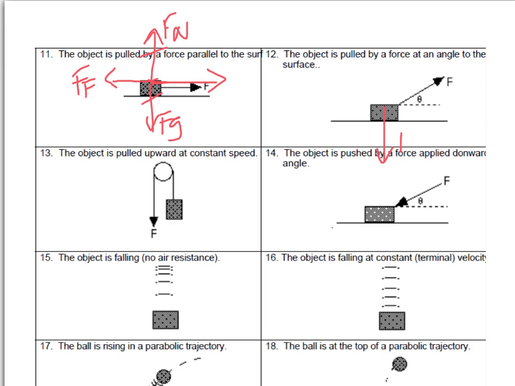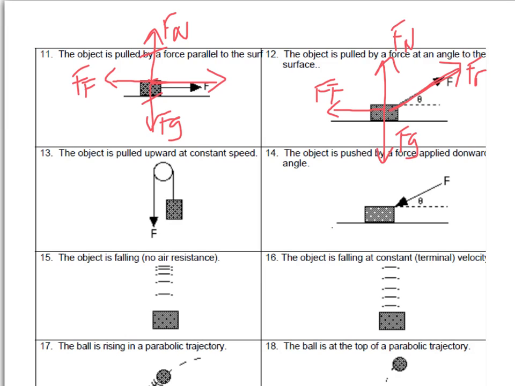12, gravity pulling down. It's on a surface, so there's a normal force pulling up. There's a rope pulling right here, force of the rope, and it doesn't say it's frictionless, so it would be going forward, but friction pushes it back that way.